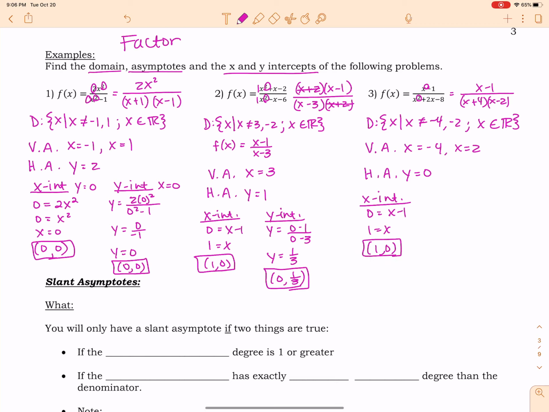So there's my x-intercept, my y-intercept. Y is going to be equal to 0 minus 1 over 0 squared plus 2 times 0 minus 8. So it is essentially -1 over -8, which is +1/8. So there's my y-intercept. Very nice. In the next video, we're going to talk about slant asymptotes. They're really fun.